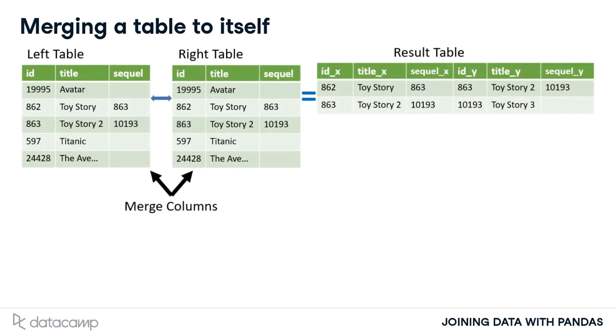If we would like to see a table with the movies and corresponding sequel movie in one row of the table, we will need to merge the table to itself. In the left table, the sequel ID for Toy Story of 863 is matched with 863 in the ID column of the right table. Similarly, Toy Story 2 of the left table is matched with Toy Story 3 in the right table. We will talk more about this later, but the merger is an inner join. Therefore, we do not see Avatar and Titanic because they do not have sequels.